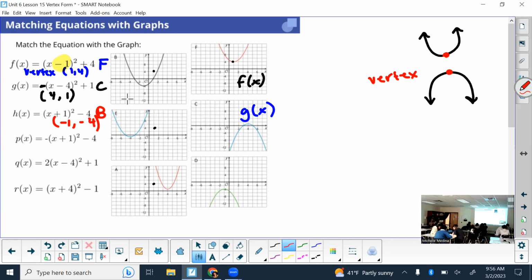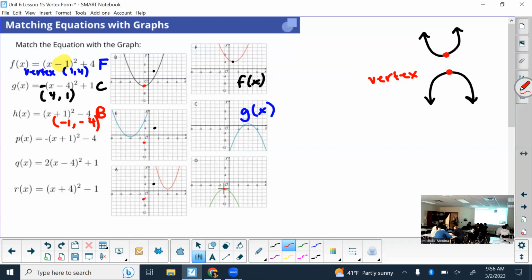Look at all the graphs that have a vertex of -1, -4. So we have one there. Not one here. Not one here. And we have, look, another graph that has a -1, -4 vertex. So between B and D, which one is it?